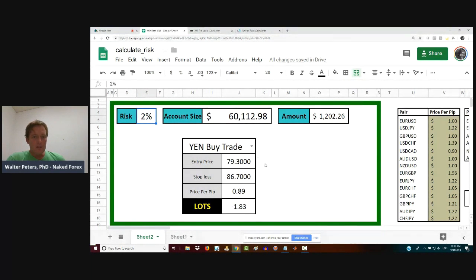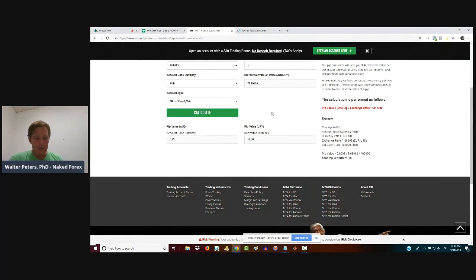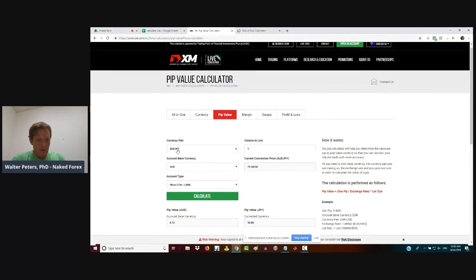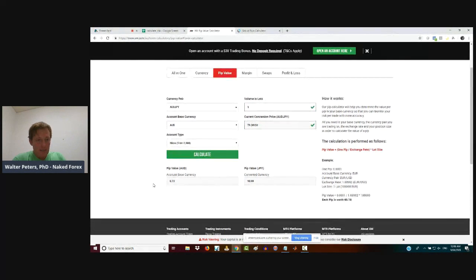All right, so let's talk about how you do this. I want to trade the Aussie yen. Let's say that I have an Aussie account, and the current price is 79.30. It's really close to that anyway. I just checked it. Let's say that I've got a micro lot account, so I'm looking at 1,000 lots rather than 100,000. A standard lot's 100,000, and I've got 1,000 lots.